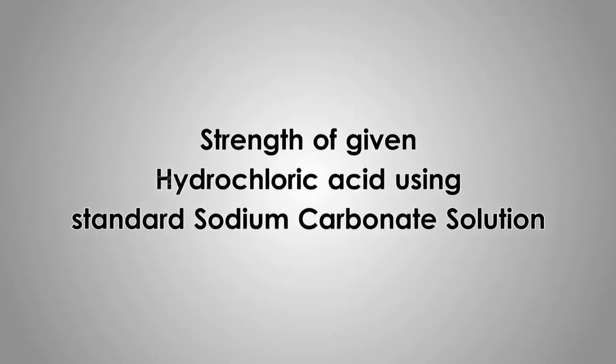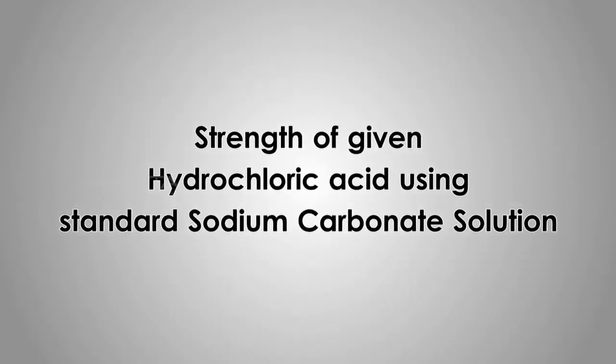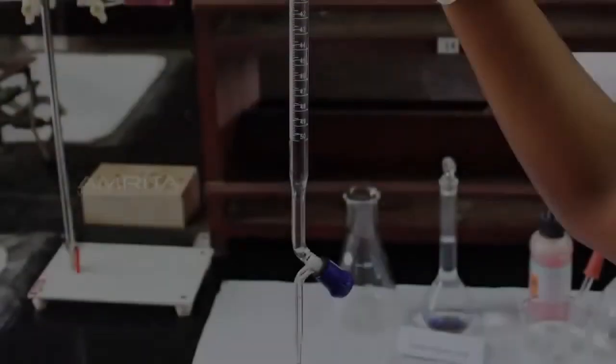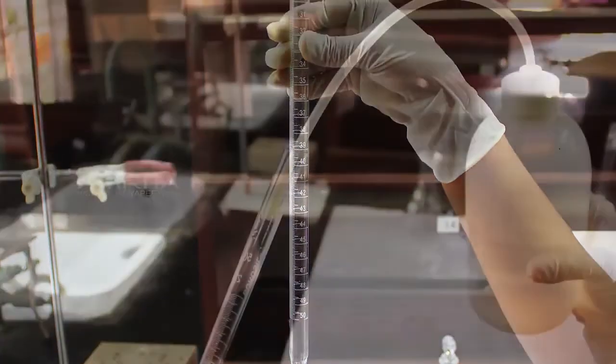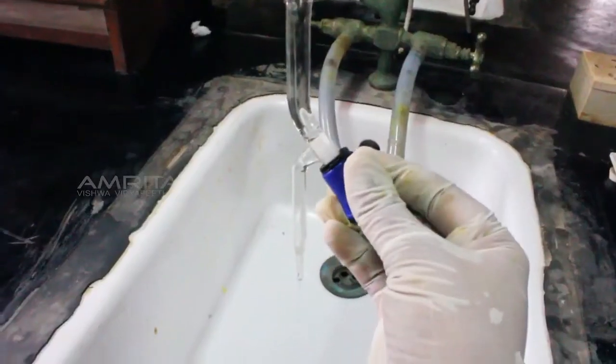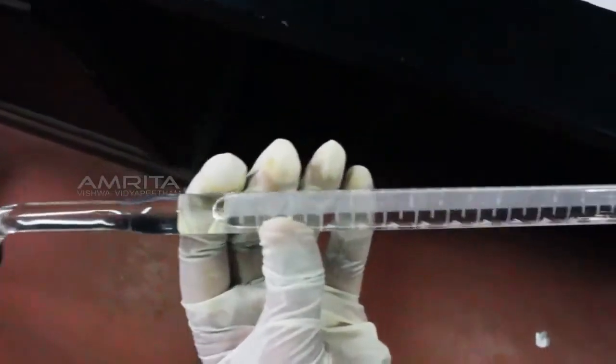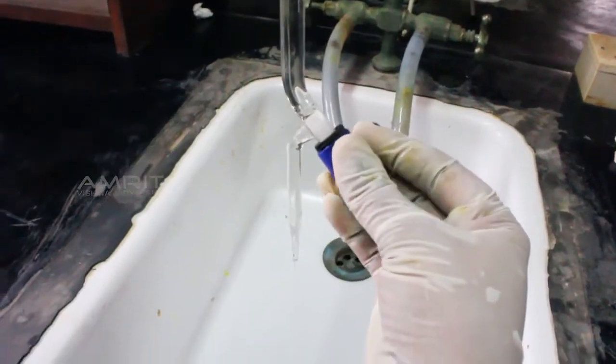Determination of strength of given hydrochloric acid using standard sodium carbonate solution. Take a burette and pour some distilled water into it and rinse it with distilled water and drain out the water through the stopcock. Repeat the washing 2 to 3 times to drain out the impurities from the burette.